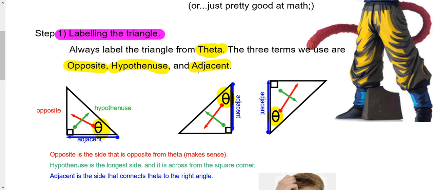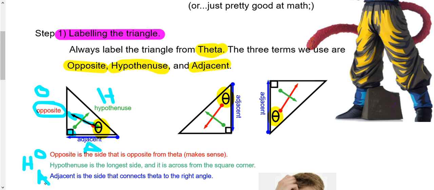So here, if we're looking from theta, we say that this is the opposite side. We'll just use an O. If we're looking, here's my square corner, that's my right angle, we know that this is my hypotenuse. So we just usually label it with an H. And adjacent is the side that connects theta and the right angle. O, H, and A. O, H, and A.